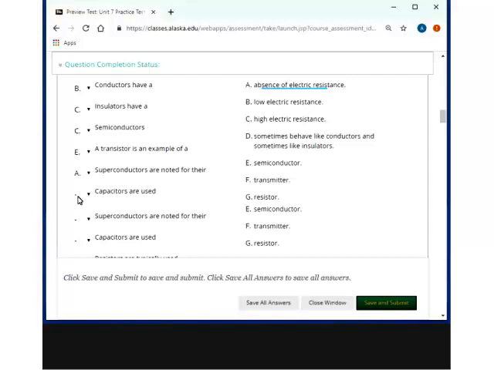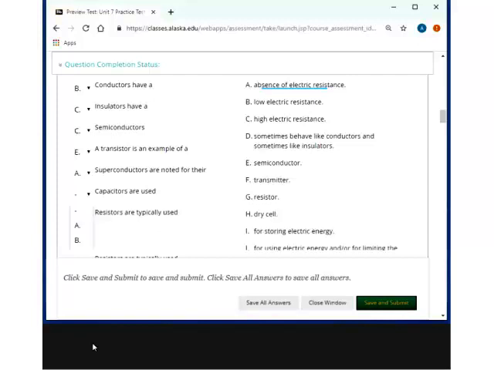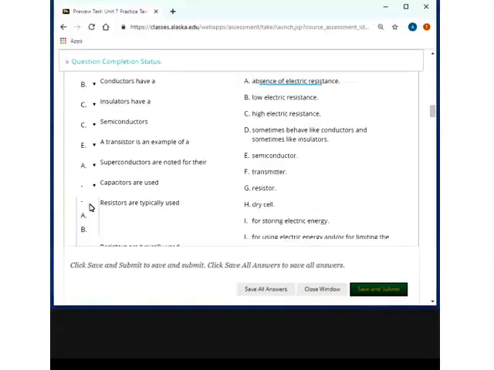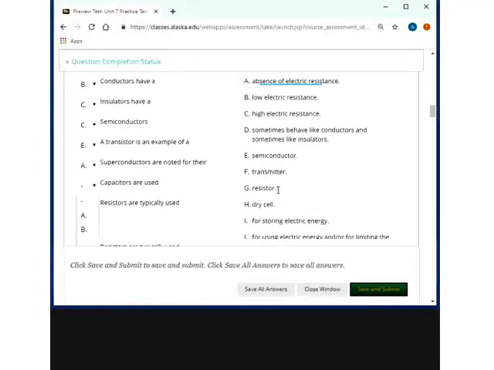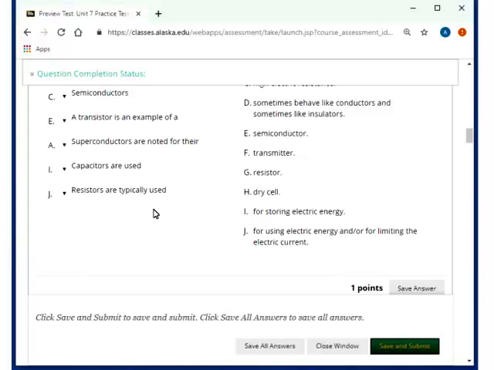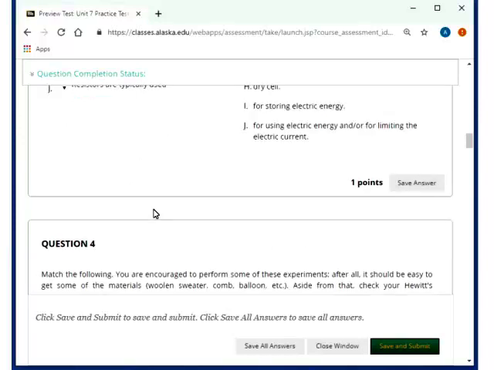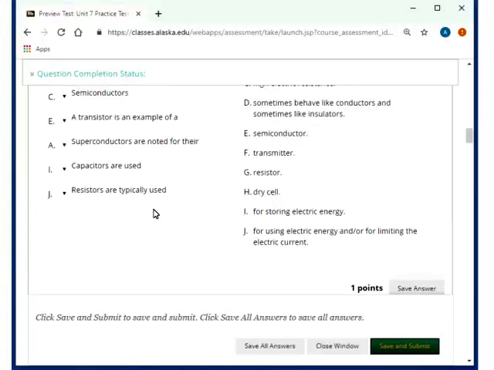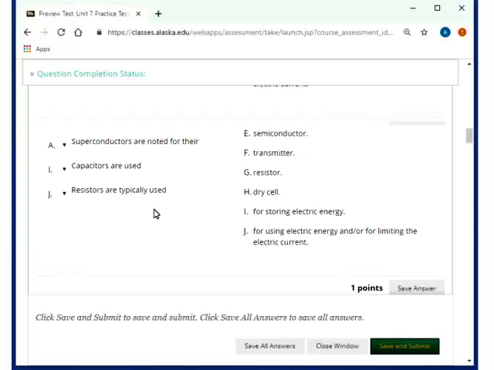Capacitors are used for storing electric energy, and resistors are typically used for using electric energy and/or for limiting the electric current. So they have two purposes depending on where you put them, if you encounter them in an electric circuit or if they are actually the main part of an electrical device.